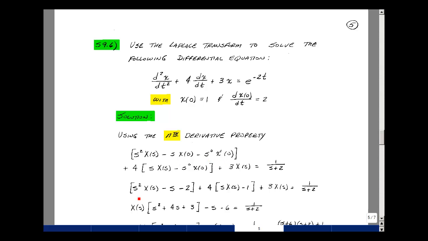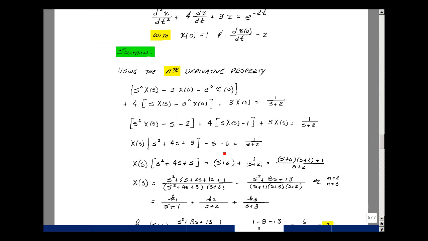The first term then becomes s squared x of s minus s minus 2. This second term becomes 4 times x of s, and then minus 1 times the initial condition of 1. And then our other two terms. Pull out the x of s term, and I've got s squared plus 4s plus 3, a minus s, and a minus 2, and then a minus 4, so minus 6. And that's equal to our right-hand side of the equation, which is 1 over s plus 2. Put this on the other side of the equation as a plus s plus 6.